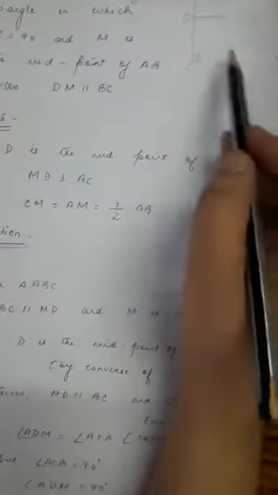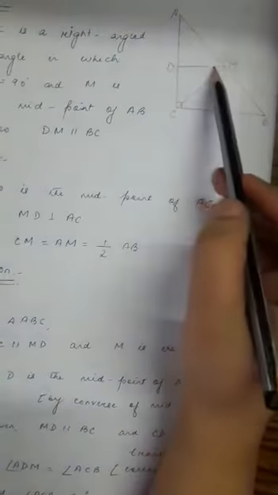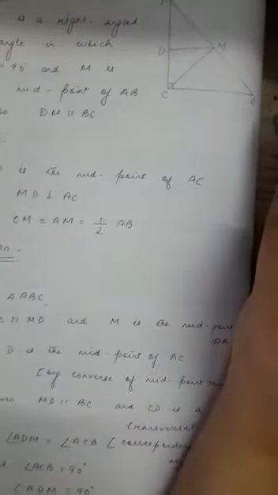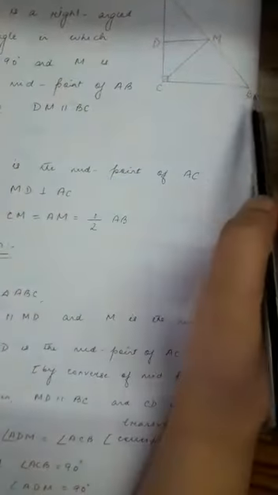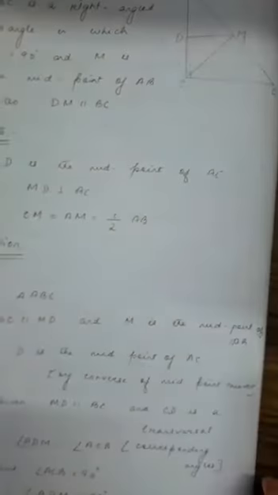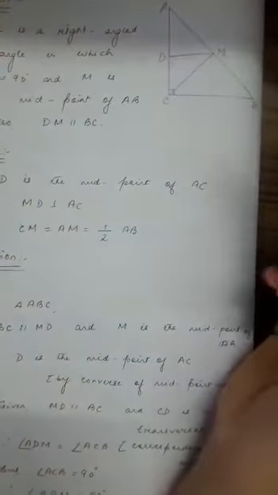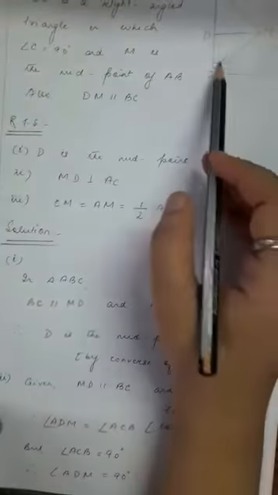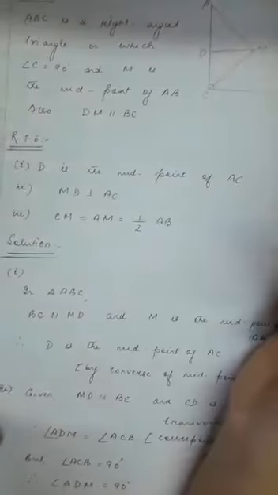Here we need to show that D is the midpoint of AC, MD is perpendicular to AC and CM is equal to AM is equal to half of AB. So now for this, in the triangle ABC, BC is parallel to MD and M is the midpoint of AB. Therefore, D is also the midpoint of AC by the converse of midpoint theorem. So the first one is done, that D is the midpoint of AC.